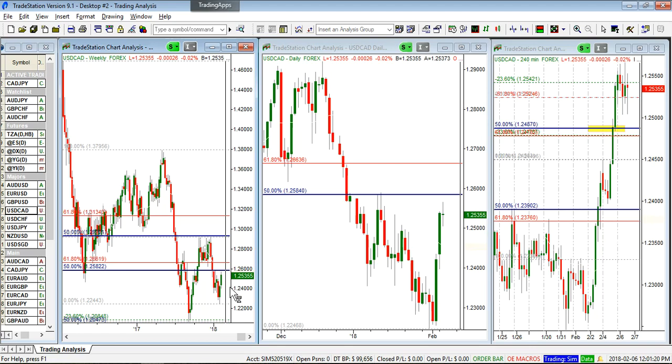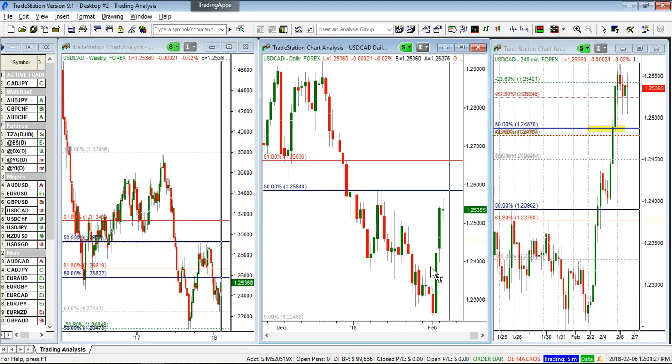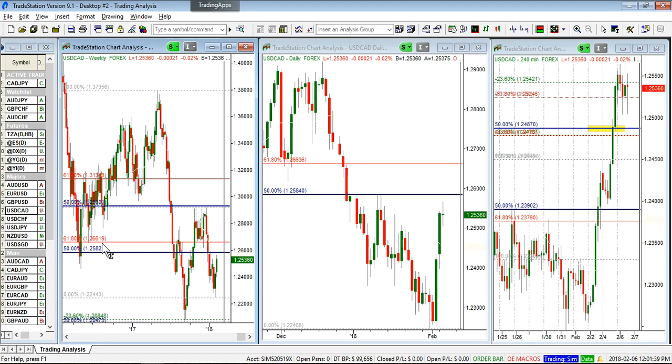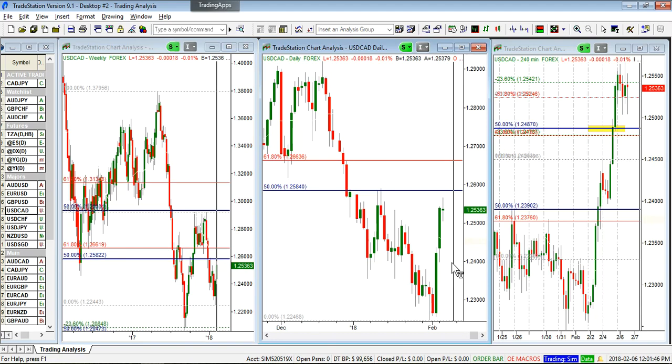So the Canadian dollar is weakening against the US dollar, which is strengthening recently on talks of an increase in interest rates. So we need to start considering that scenario as well, and price above 126.61 would actually support that scenario as well.